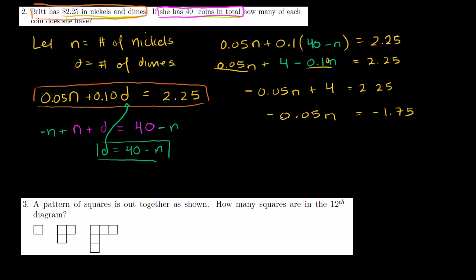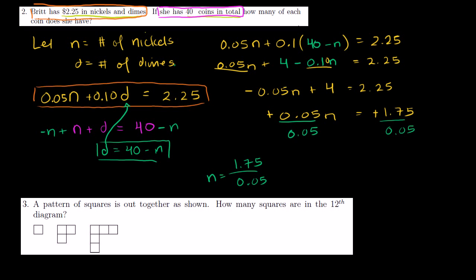All right, now we can multiply both sides of this equation by -1 just to make it a little bit cleaner. So that becomes a plus and a plus. And then divide both sides by 0.05. I could have just divided both sides by -0.05 to begin with, but I like getting everything positive. So if you divide by 0.05, you get n is equal to $1.75 divided by 0.05. So let's do this division.